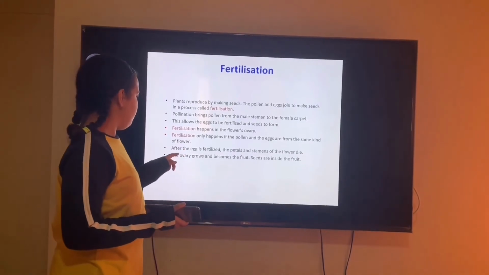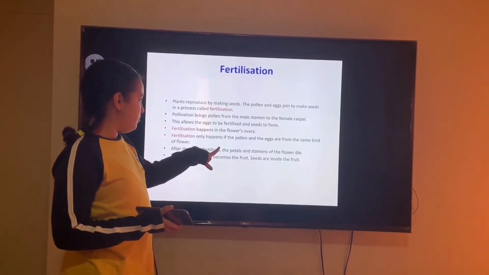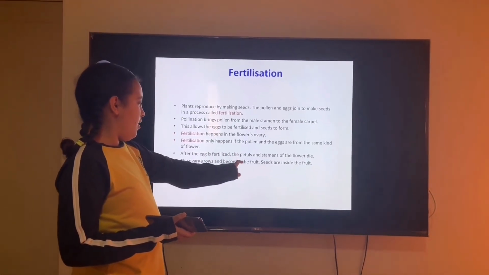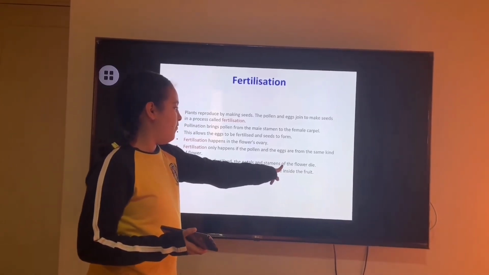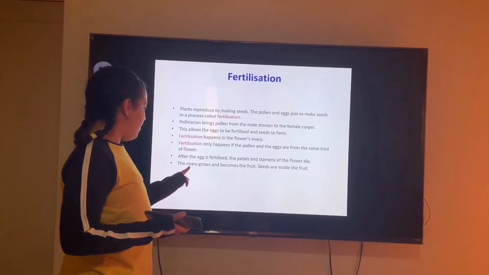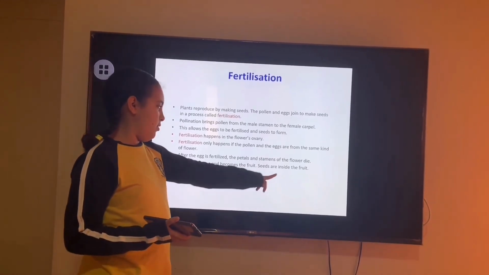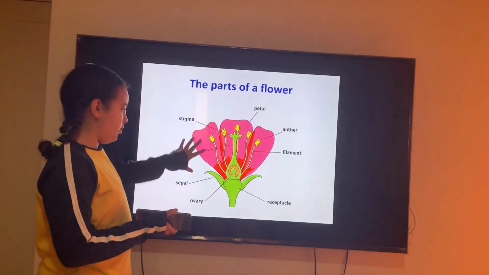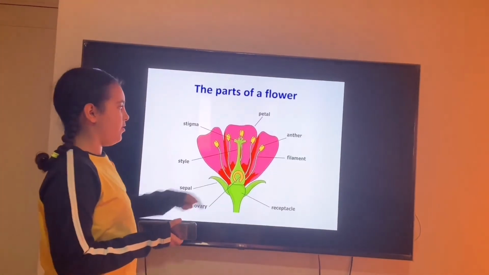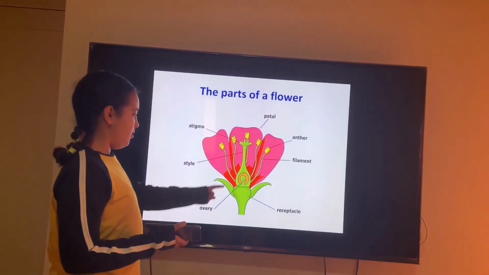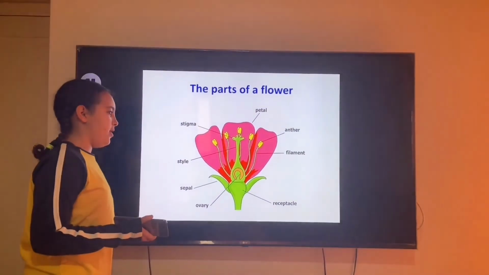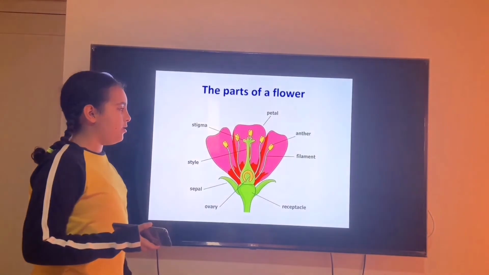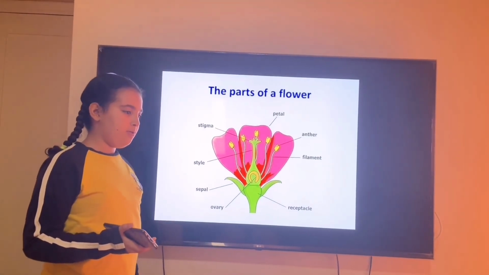So okay, after the egg is fertilized, the petals and stamen of the flower die. The ovary grows and becomes a fruit. Seeds are inside the fruit. So as I told you, this flower actually dies and grows the seed inside it after the pollination and fertilization, and that's it. You get a seed, and this is how pollination and fertilization happen.